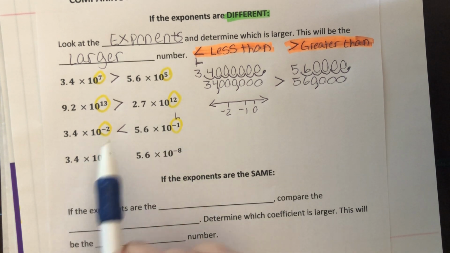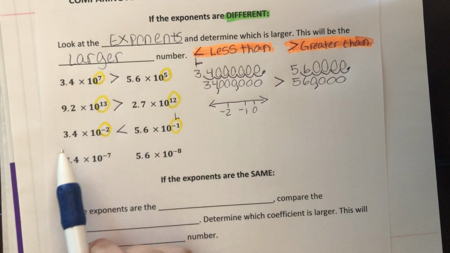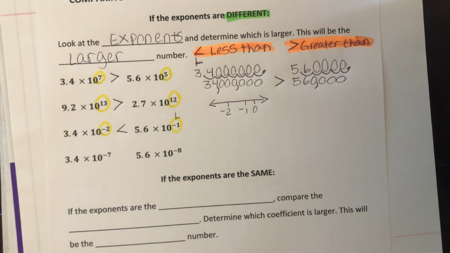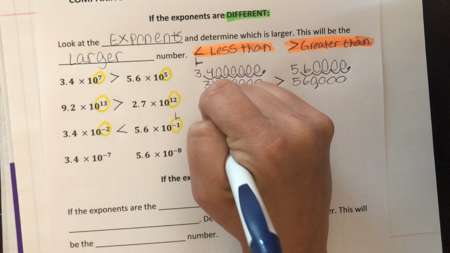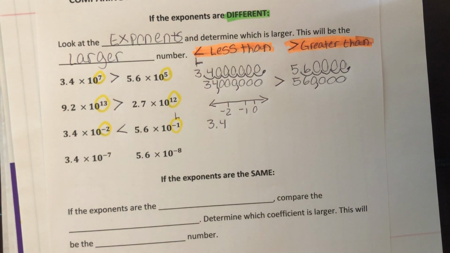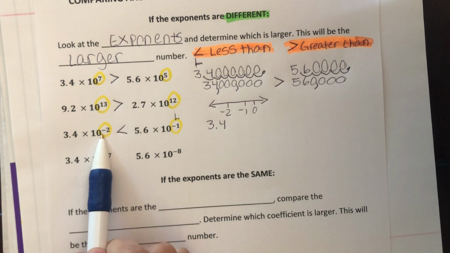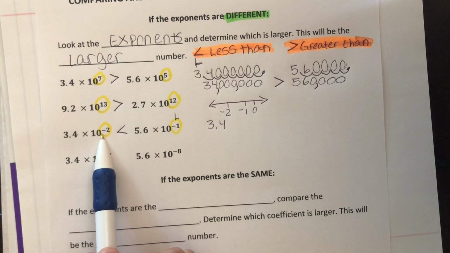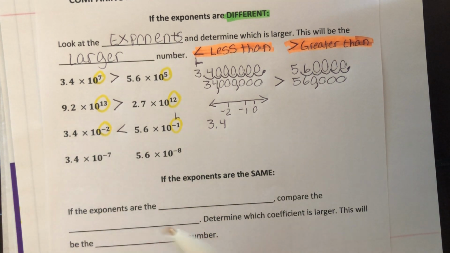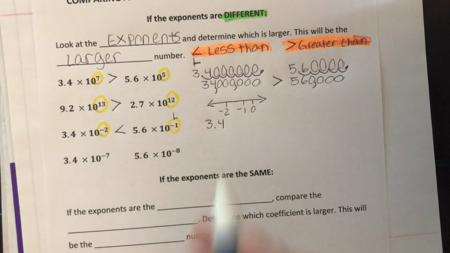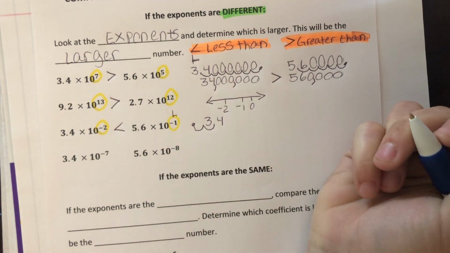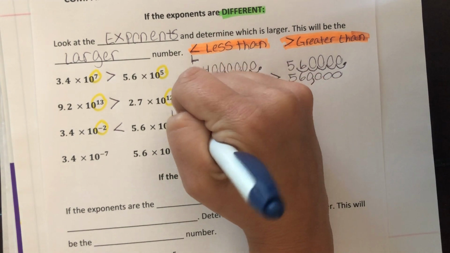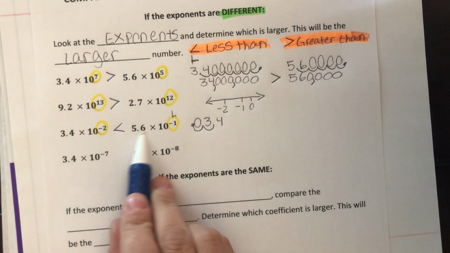And again, we could convert both of our numbers in scientific notation to standard form and compare them that way. So I can write 3.4, and I can convert that to standard form by looking at my exponent. It's a negative exponent, so this time I need to move my decimal to the left 2 places. 1, 2. Now my decimal point is there. I'm going to fill in my 0, and I'm going to do the same thing with my other number.